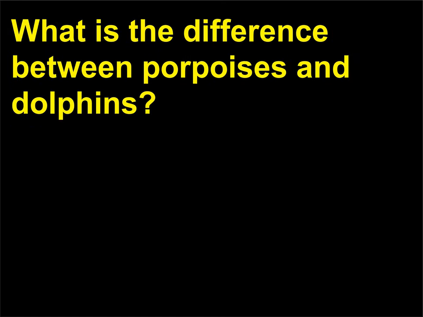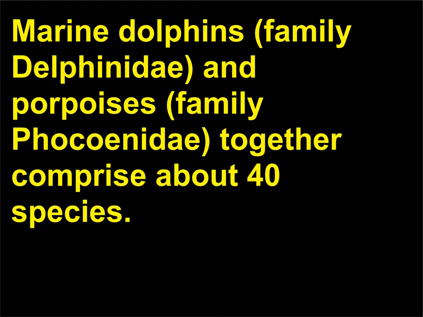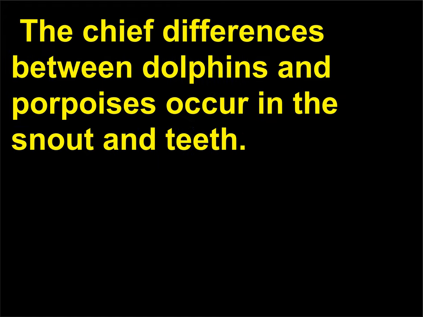What is the difference between porpoises and dolphins? Marine dolphins, family Delphinidae, and porpoises, family Phocoenidae, together comprise about 40 species. The chief differences between dolphins and porpoises occur in the snout and teeth.